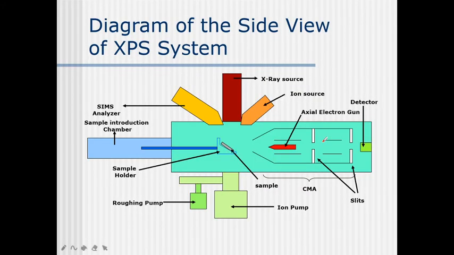Let us see the diagram of the side view of this XPS system. Now we have seen that there is a sample introduction chamber. Now there is a sample situated here. There is a SIMS analyzer, that means it is an analyzer system. There is an X-ray source, there is an ion source. Why do we require an ion source? Because we need a monoenergetic beam to fall on the sample.